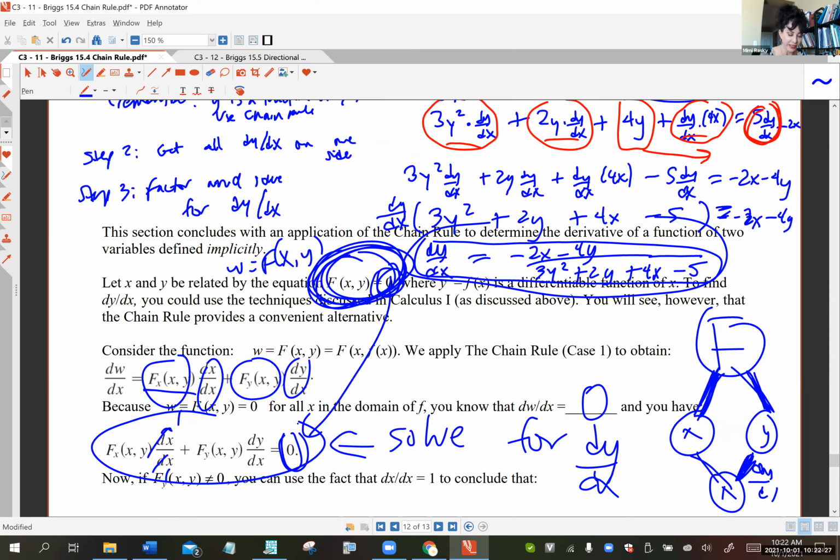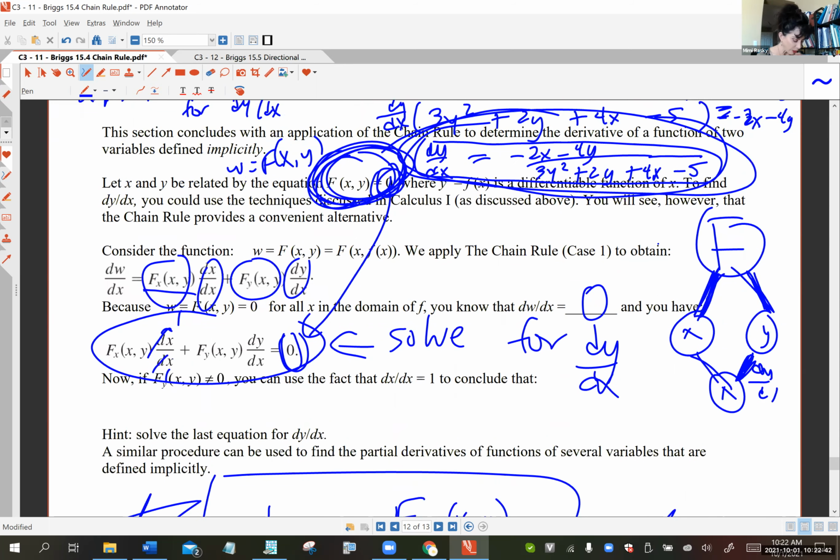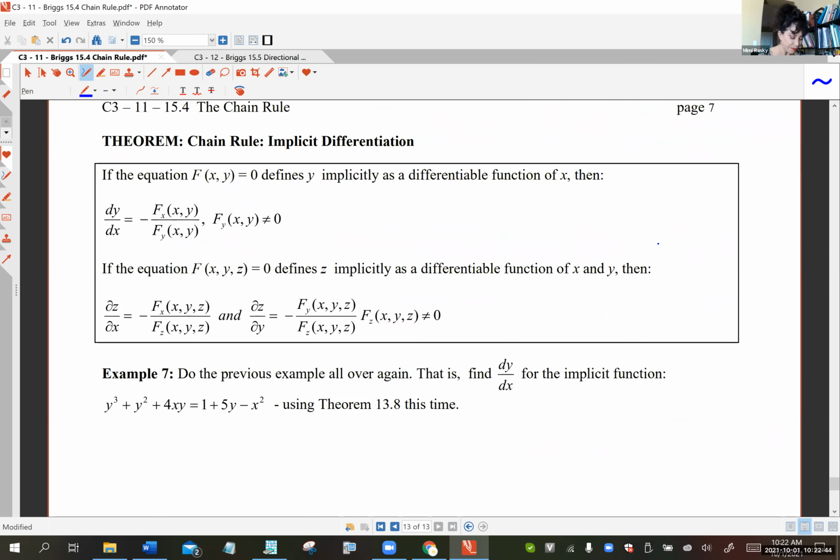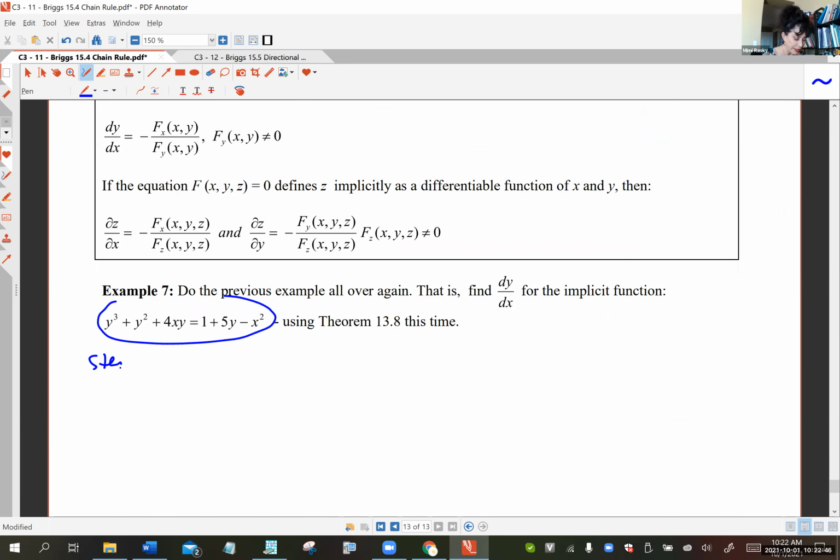We already know what the answer is. We got from the Calc 1 approach that dy/dx is equal to this weird looking quotient, negative 2x minus 4y divided by 3y squared plus 2y plus 4x minus 5. But let's do it the other way before I do the theorem. So first, step 1, we need the form where everything's on one side and zero's on the other.